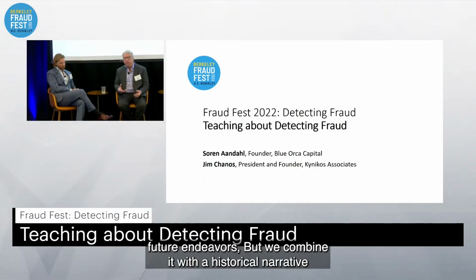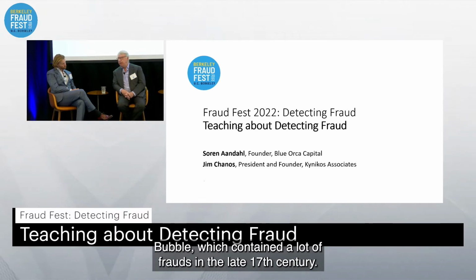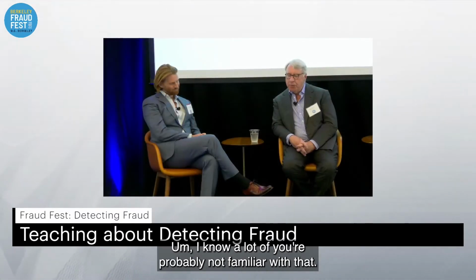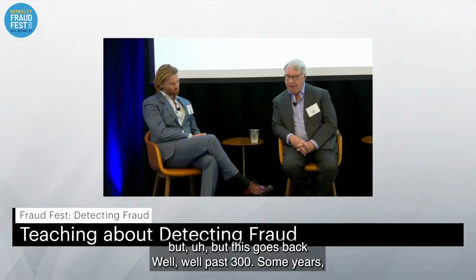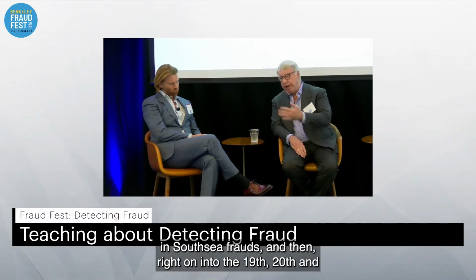So we begin with the first IPO bubble, which contained a lot of frauds in the late 17th century. I know a lot of you are probably not familiar with that, but this goes back well past 300 and some years. We then go on to the Mississippi scheme and South Sea frauds, and then right on into the 19th, 20th, and 21st centuries.